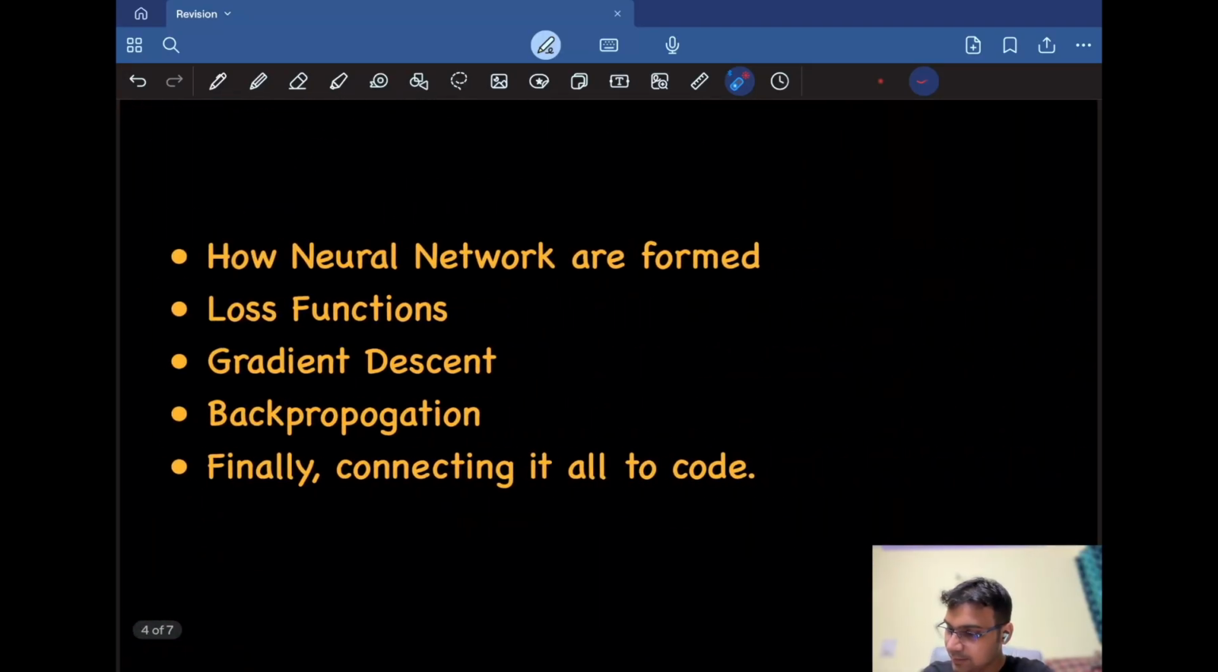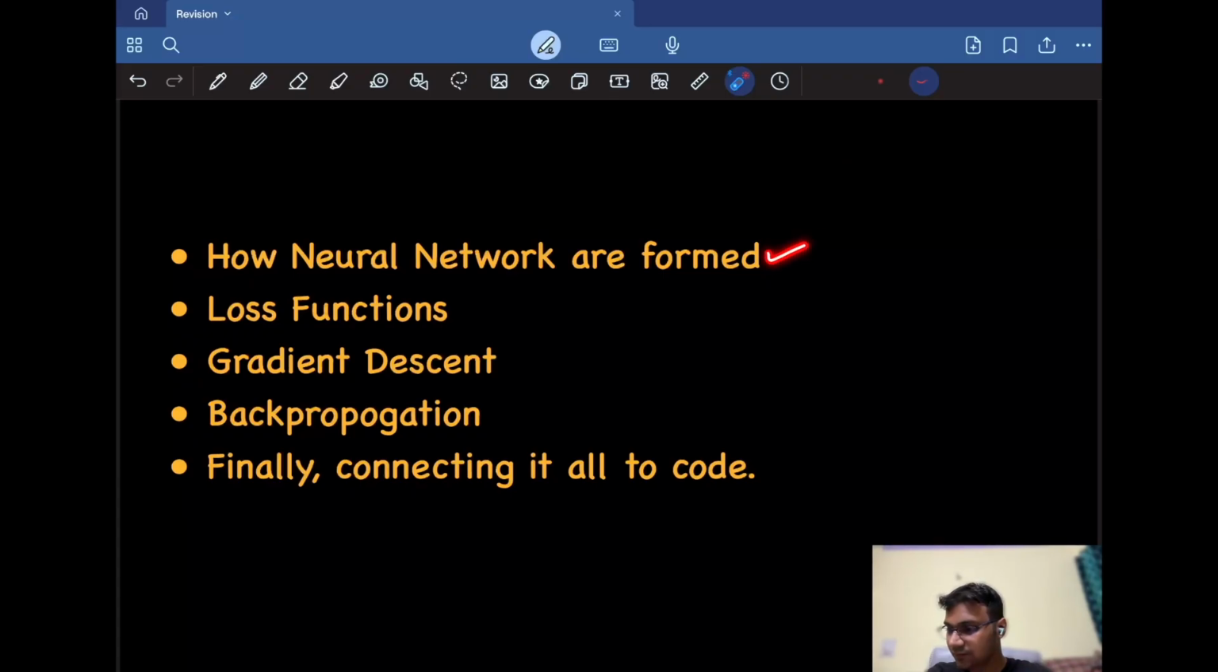Then, what we are going to cover is how neural networks are formed. What is basically a neuron? How is the network structured? What are the weights and biases in it? As well as forward propagation, and how the new layer activation values are assigned.